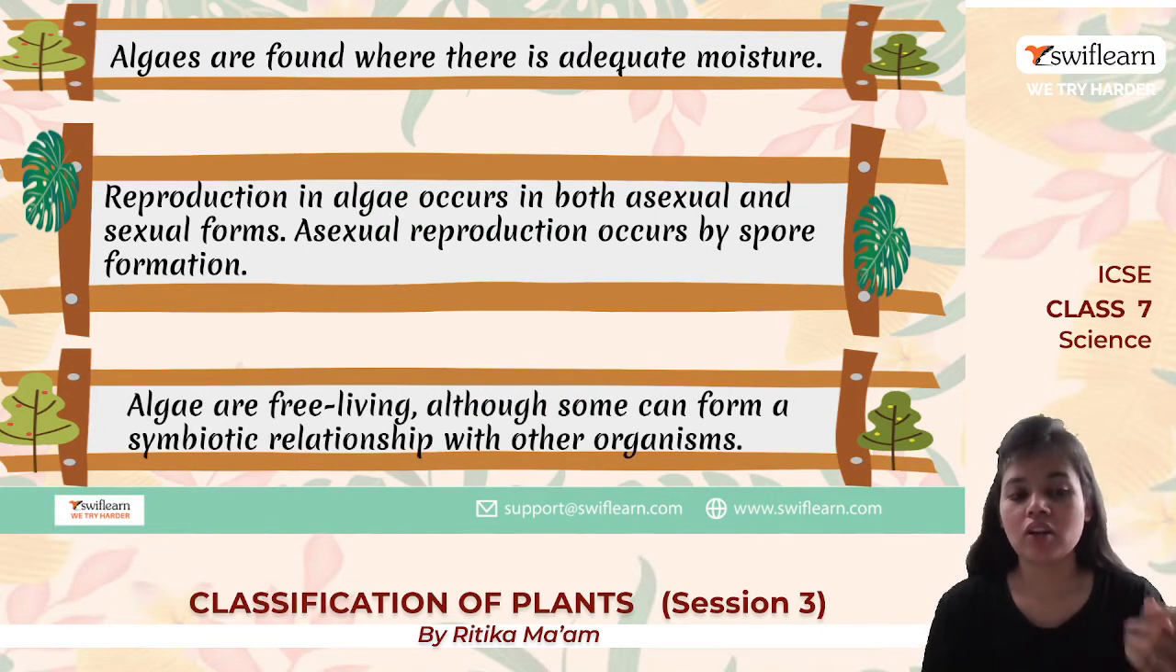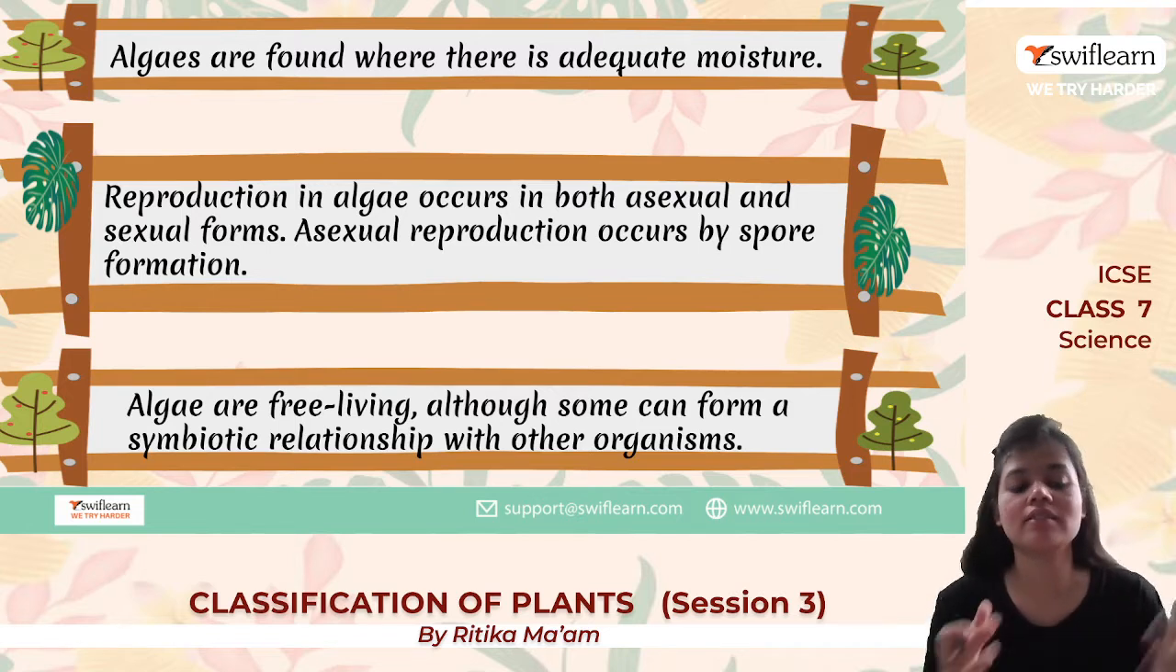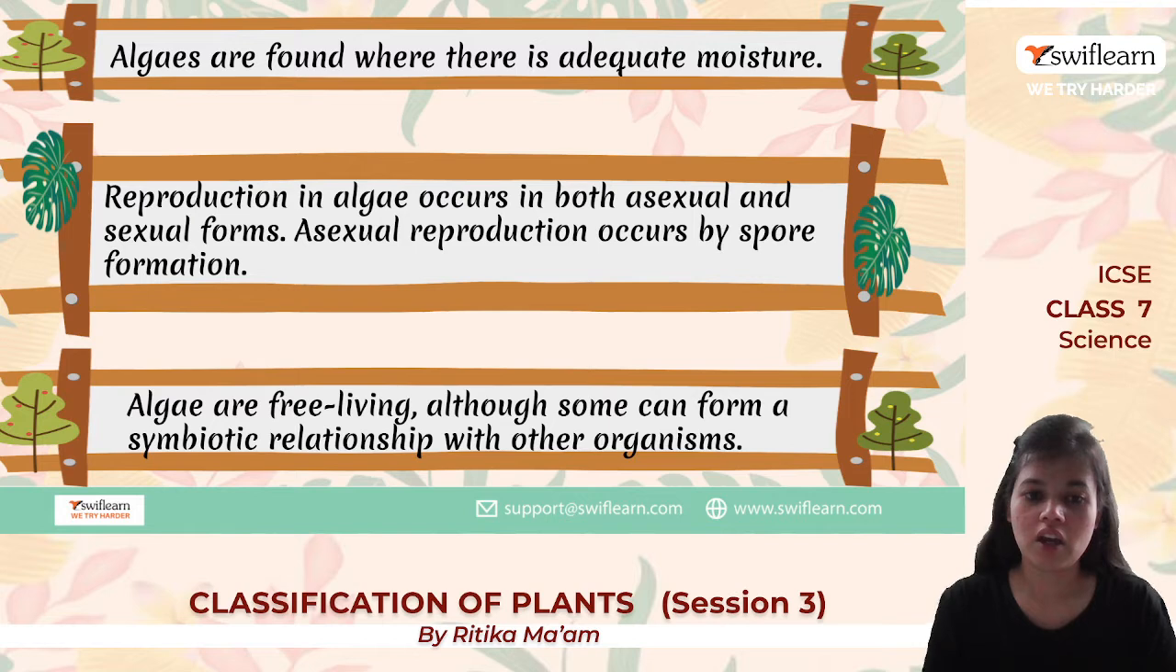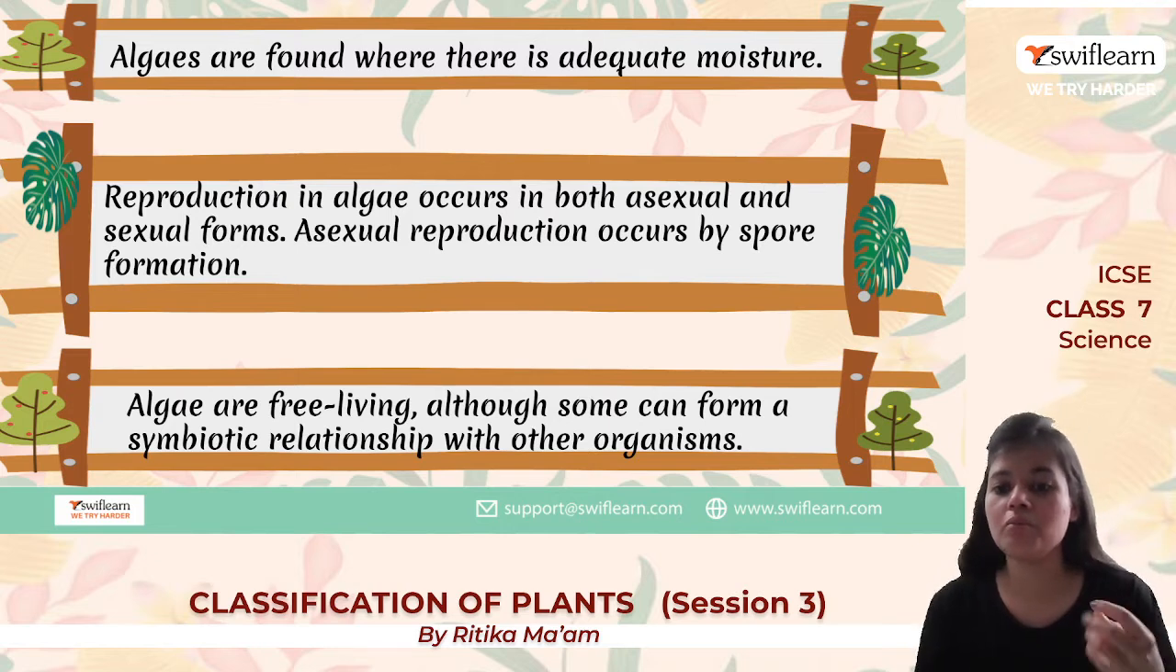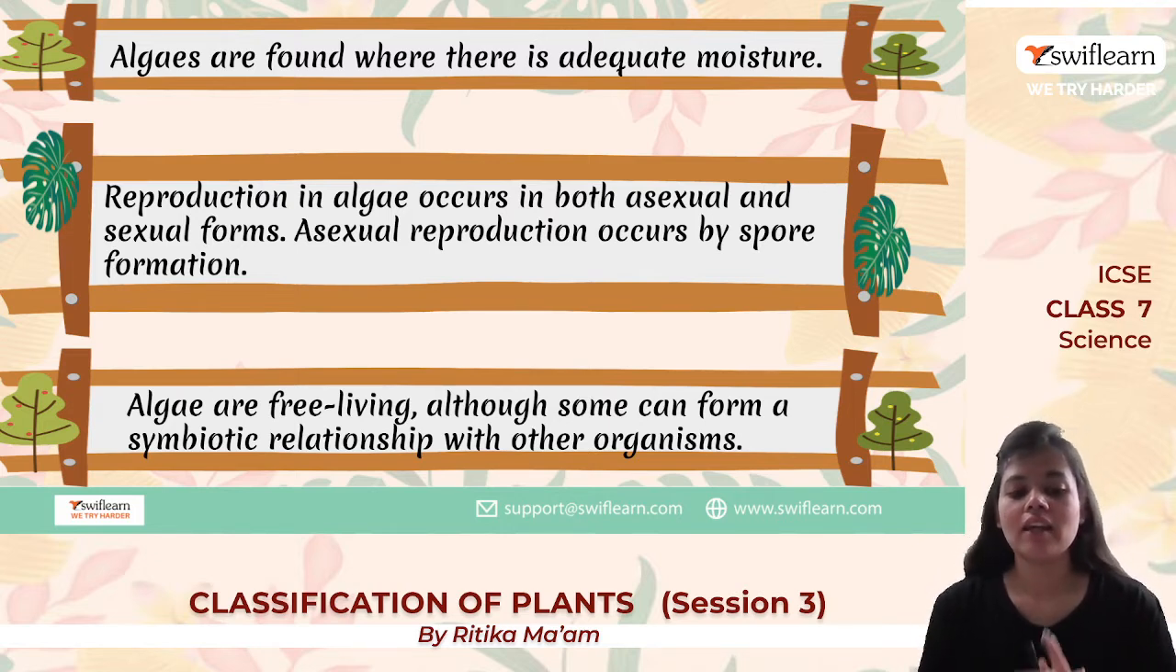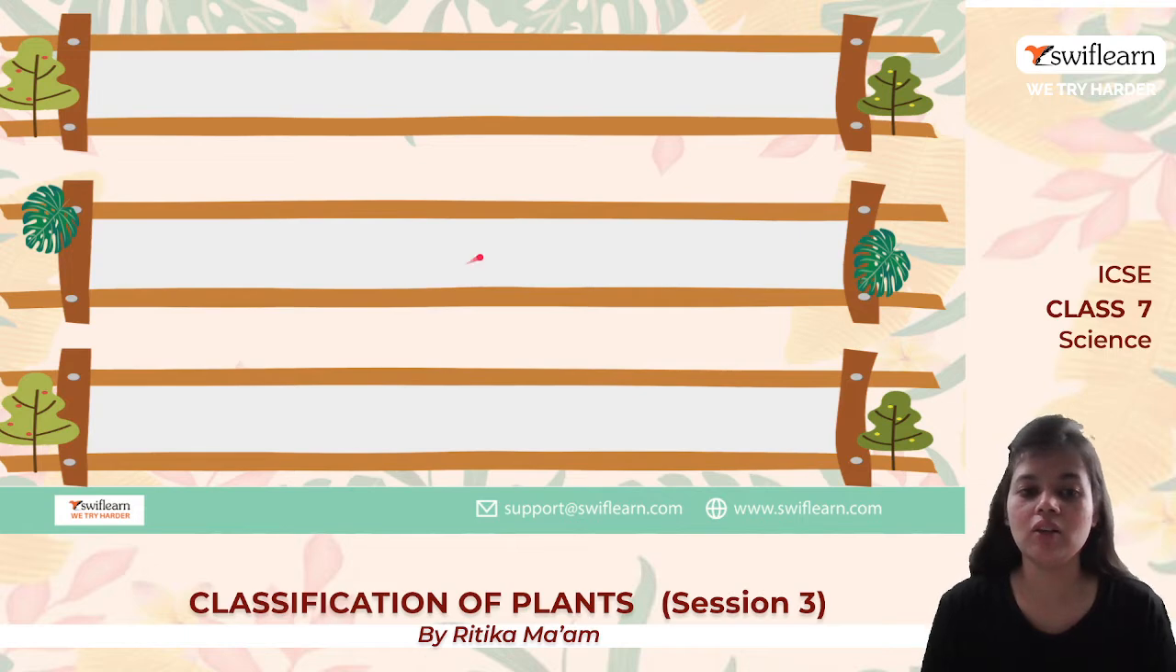Next, algae are normally found where there is a good amount of moisture present. Talking about their reproduction habits, they can go for both sexual and asexual reproduction. Talking about asexual reproduction, they go for spore formation, as we saw in bread molds also, fungus. So algae are basically free living, and sometimes they can also form symbiotic relationships with other organisms.